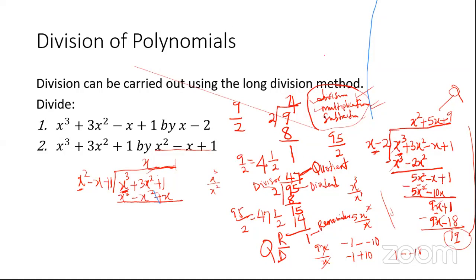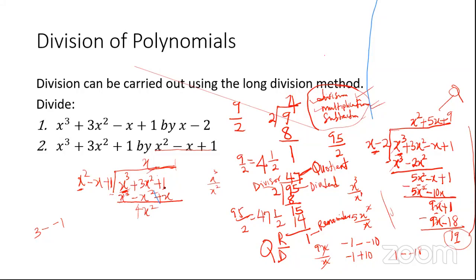The next thing is subtraction. X raised to power 3 minus x raised to power 3 will give us 0, they cancel out. Then 3x squared minus minus x squared, so it's 3 plus 1, that is 4. So we have 4x squared.